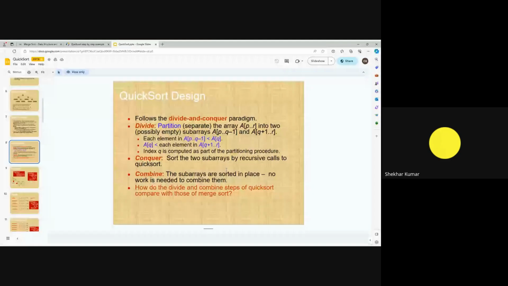I think now it is visible. Is it visible? Yes, sir, it's visible.